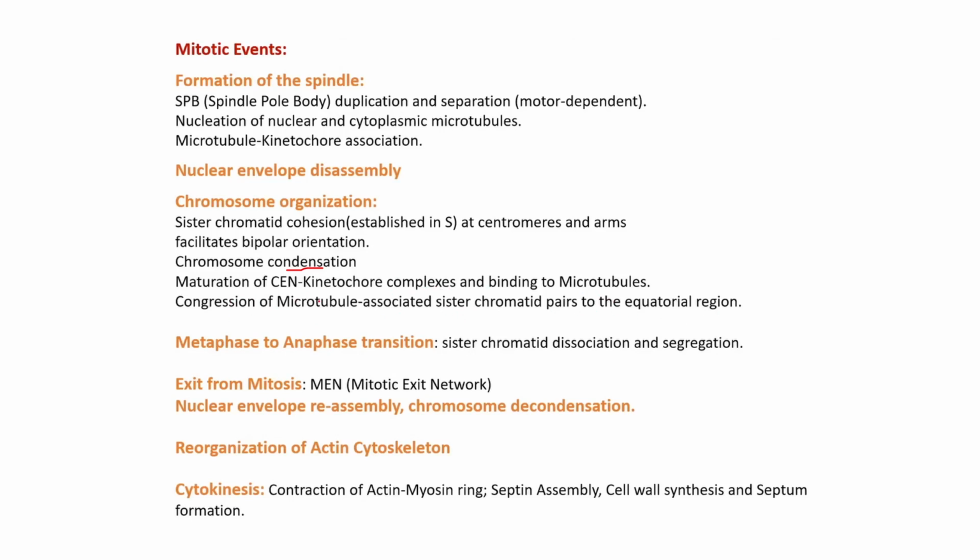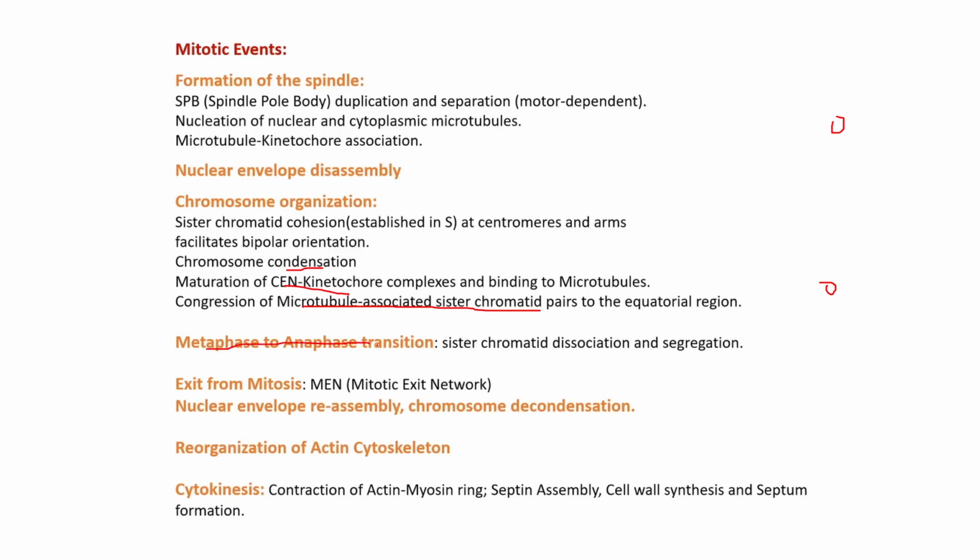Okay, so microtubules are bound to the centrosome and kinetochore complex, which are present on the DNA molecule between the two arms of the chromosome. And then these microtubule-associated chromatids are paired at the equatorial region. The centromeres are present in the equatorial region, and the microtubules get attached to the sister chromatid and to this centrosome and kinetochore complex.